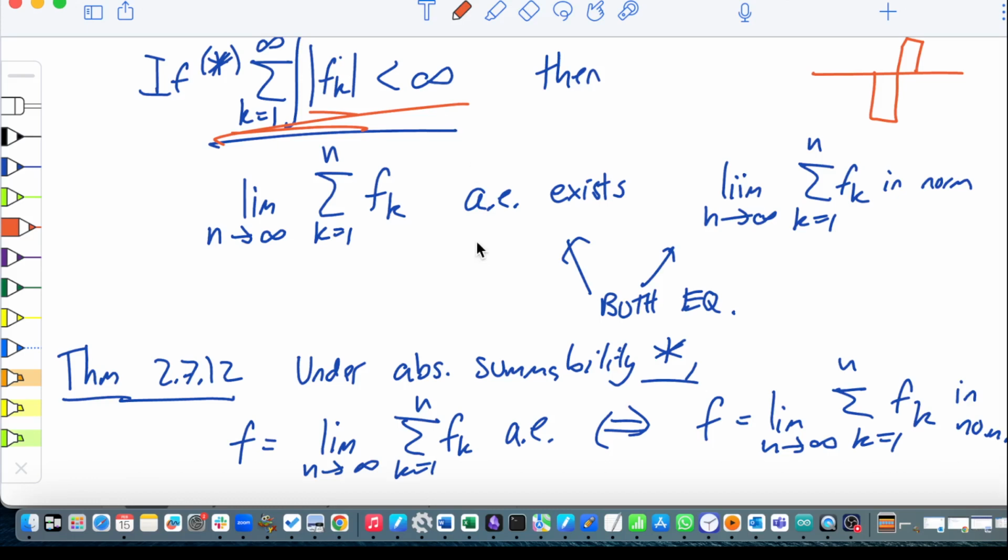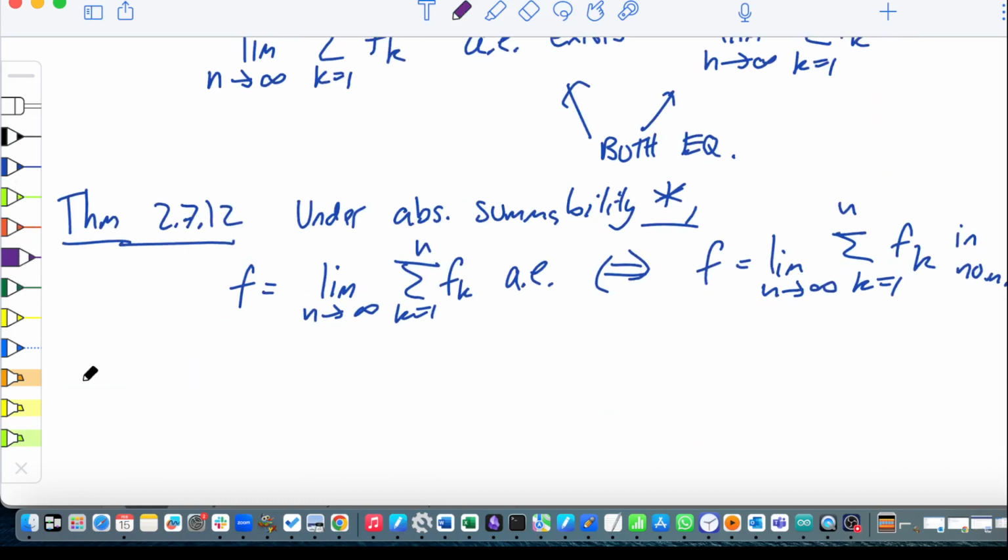And I think we even proved one way. We did one direction. We did the implication: we said if f is the almost everywhere limit, then f must be the limit in norm.